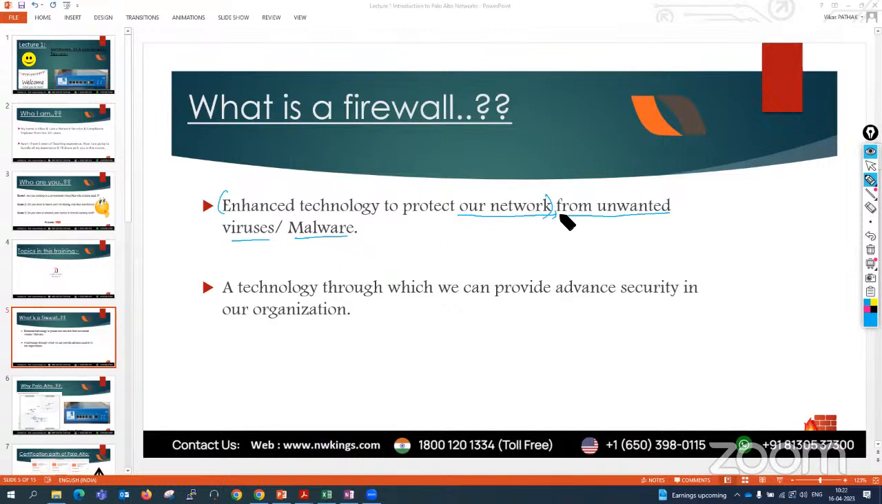The moment I increase this definition, now we are not talking about firewall. Now we are talking about next generation firewall. See, when firewall came into the market, over the time there were multiple technologies which were invented.